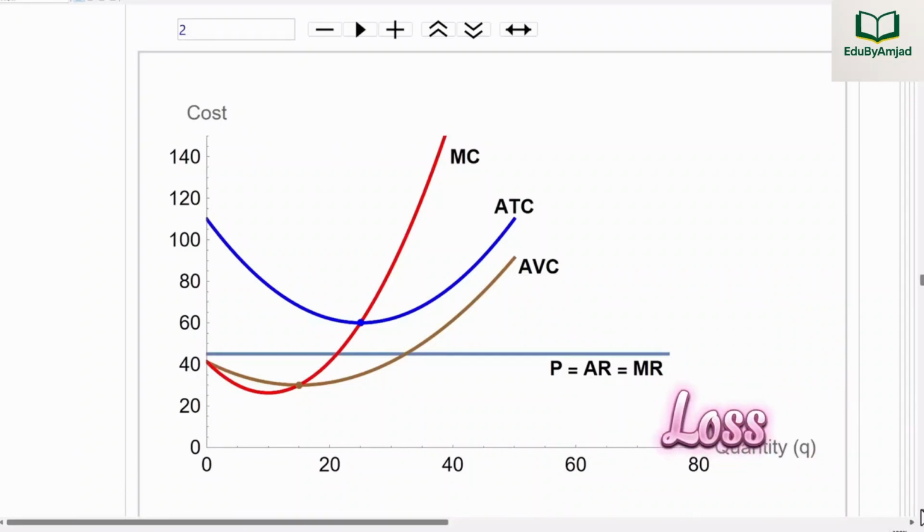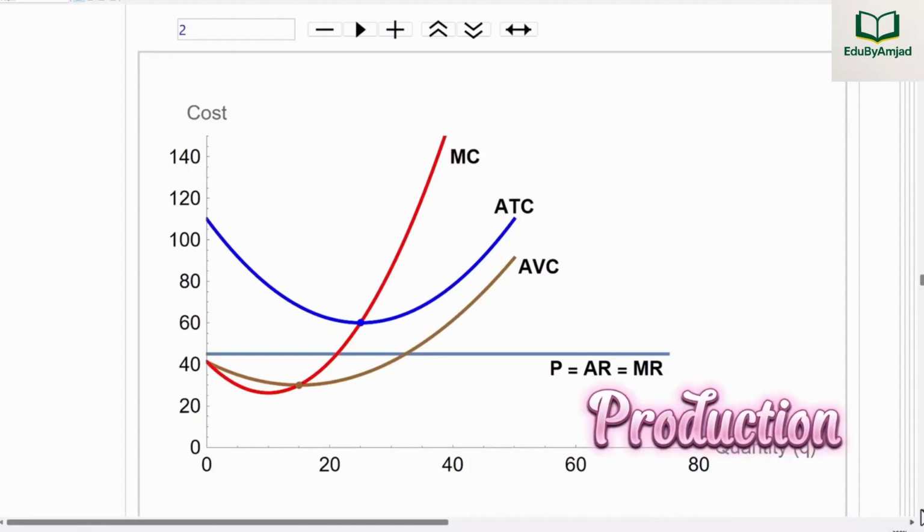In the case of loss, when price is above the minimum of average variable cost but lower than average total cost, the difference of price and average variable cost contributes to lowering the fixed cost loss. When price is lower than the minimum average variable cost, there is no such contribution to reduce fixed cost loss, so it is better to stop production.